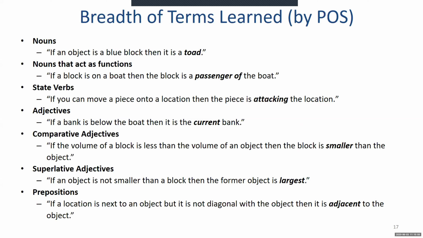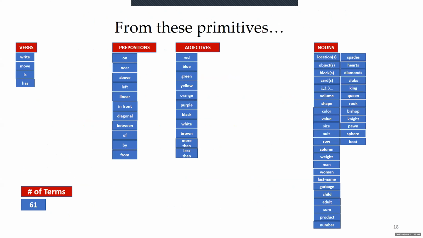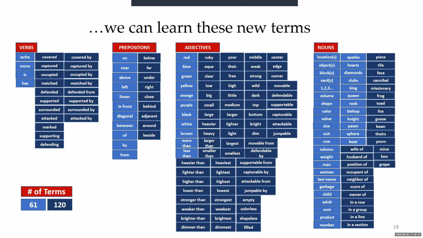And it's not to say that we wouldn't expect that some of these would be predefined, but we have the power to learn context-specific definitions of these terms. And this allows us, from a basic set of primitives where we have some primitive verbs, prepositions, adjectives, and nouns, to learn a large number of new terms by just getting definitions.